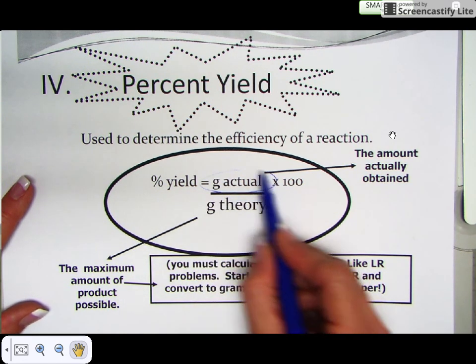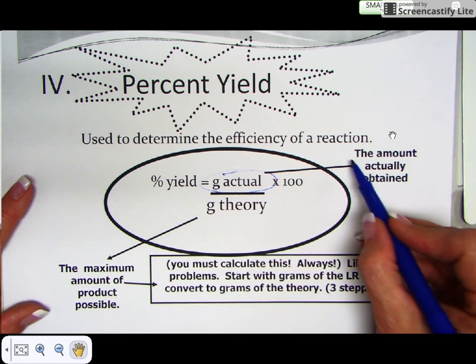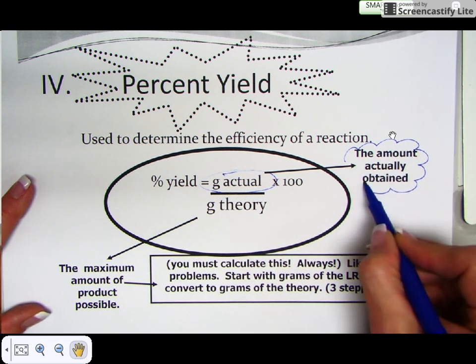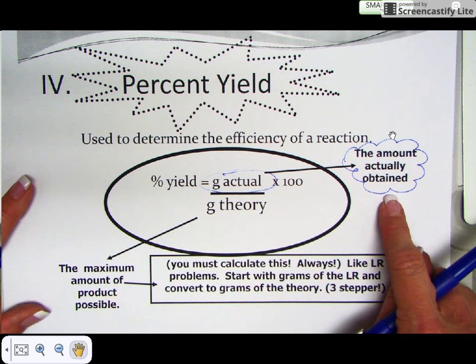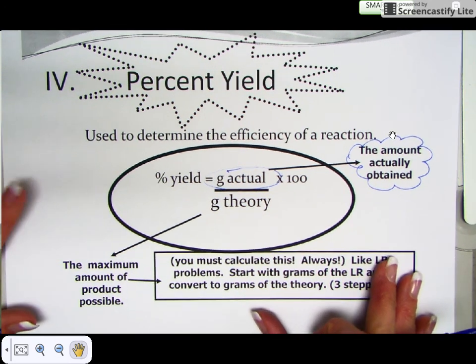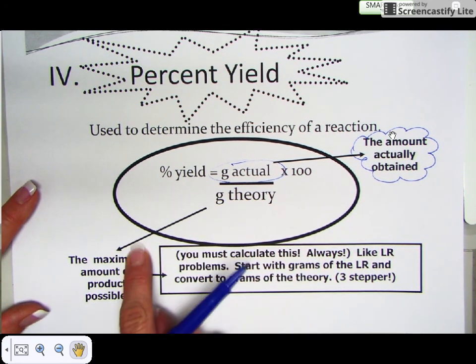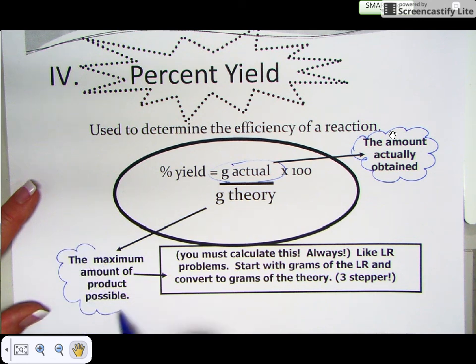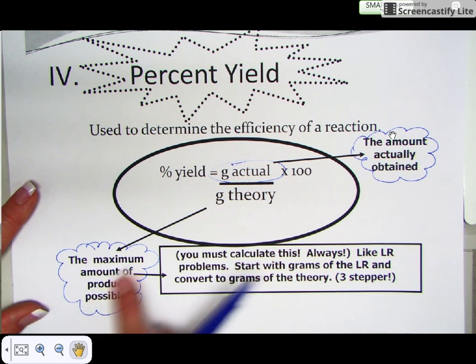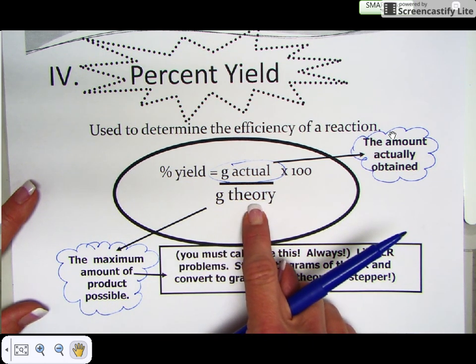Now, grams actual represents the amount that you actually formed or obtained in the lab or in the experiment. Grams theoretical, this represents the maximum amount of product possible to form. So if you were to get 100% yield, which is impossible to do, but if you were to get 100% yield, the grams theory represents how much is the most you could make.